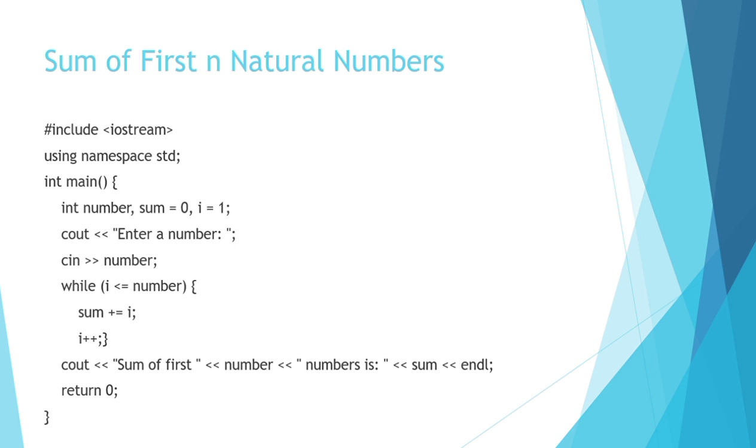using namespace std. This line tells the compiler to use the std, standard, namespace. In C++, many standard library functions and objects like cout, cin, and others belong to the std namespace.